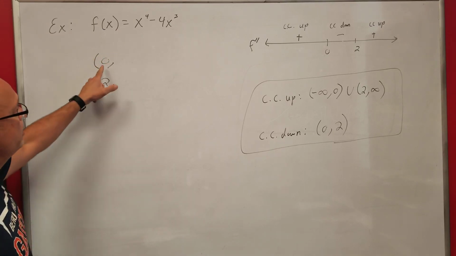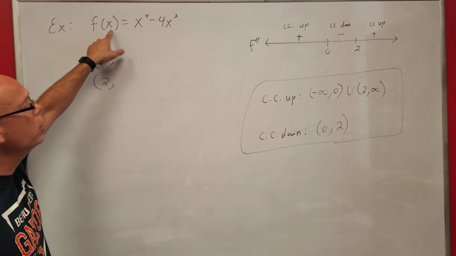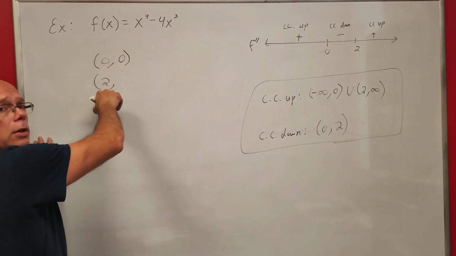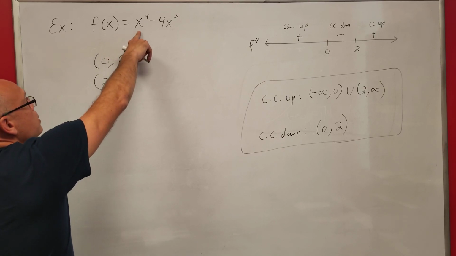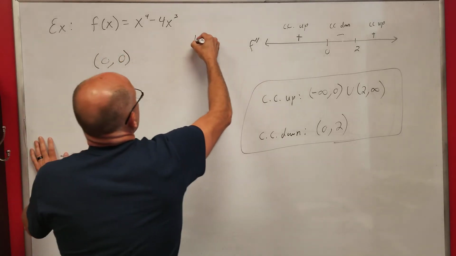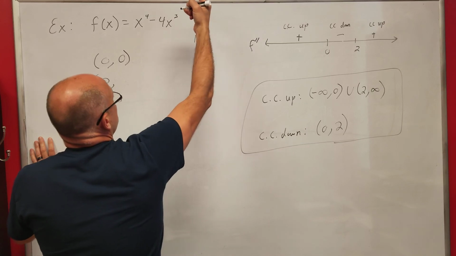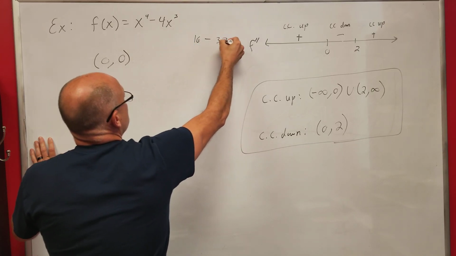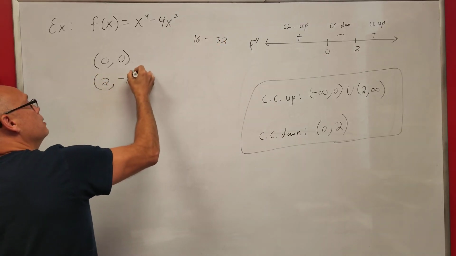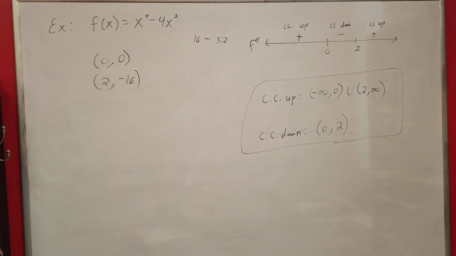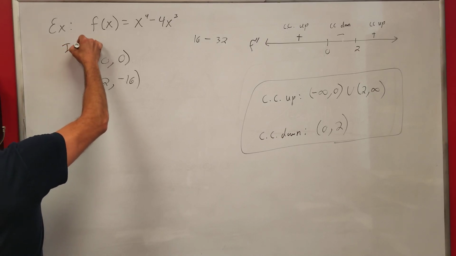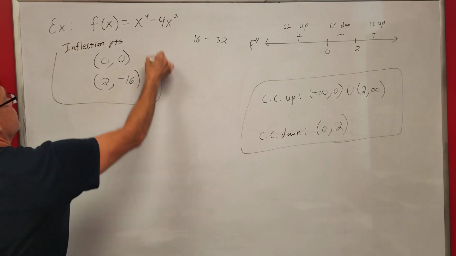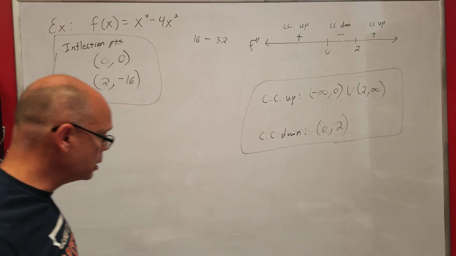And what happens whenever you substitute 0 into the original function? What do you get? An output of 0. What happens if you input 2 into the original function? That's what, 16 minus 2 cubed is what? 8 times 4 is what? 32. I can't think this morning. So we have -16. And those are my inflection points. Now, this one didn't ask for it, but I just wanted to show y'all that.